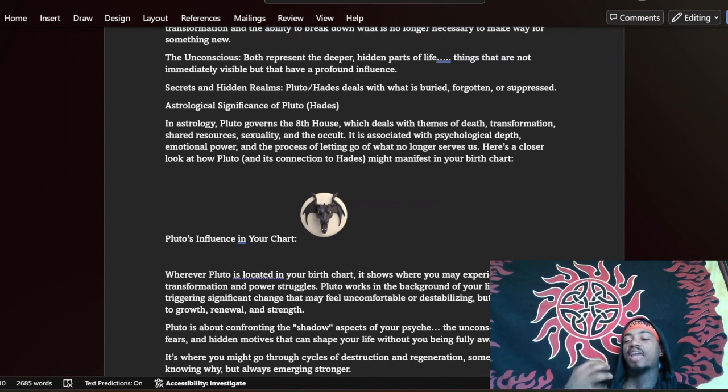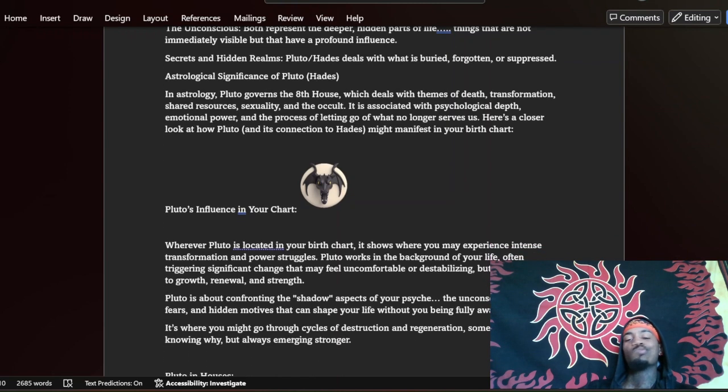It's kind of similar to a Lilith displacement, not all the way, but it's kind of similar, right? But now let's keep going further. So now, wherever Pluto is located, and these are my own emojis I made with the emoji generator too. Wherever Pluto is located in your birth chart, it shows where you may experience intense transformation and power struggles. Y'all understand that? Pluto works in the background of your life, often triggering significant change that may feel uncomfortable or destabilizing, but ultimately leads to growth, renewal, and strength.